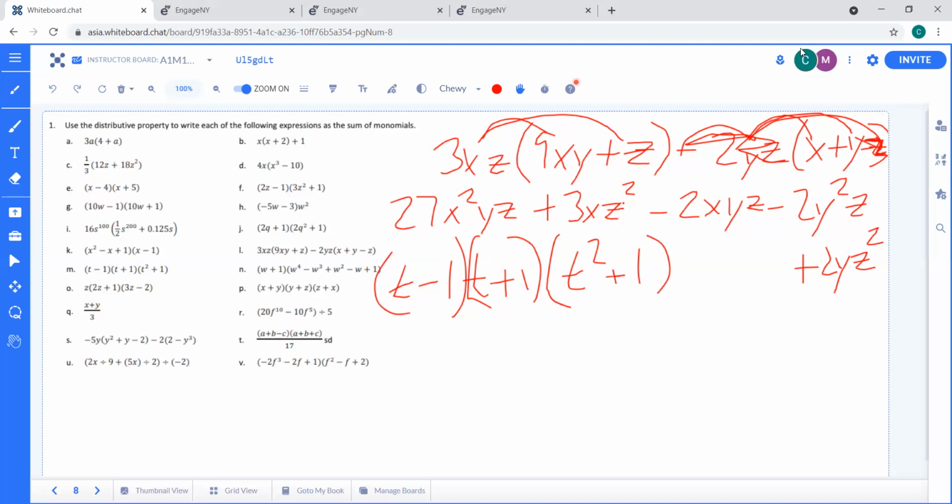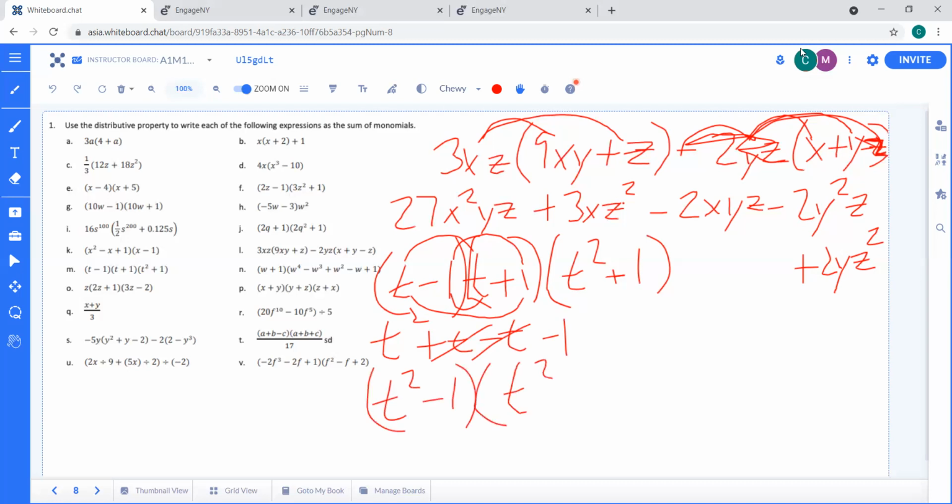And so this is going to be first, this is going to be t squared. And now I know all I have to do is this, because the middle terms are going to cancel out, but I'm going to go ahead and do this. The outer is going to be plus t, the inner is minus t, and then we have minus 1. Look, those cancel. Okay, so that leaves us with t squared minus 1 times t squared plus 1.